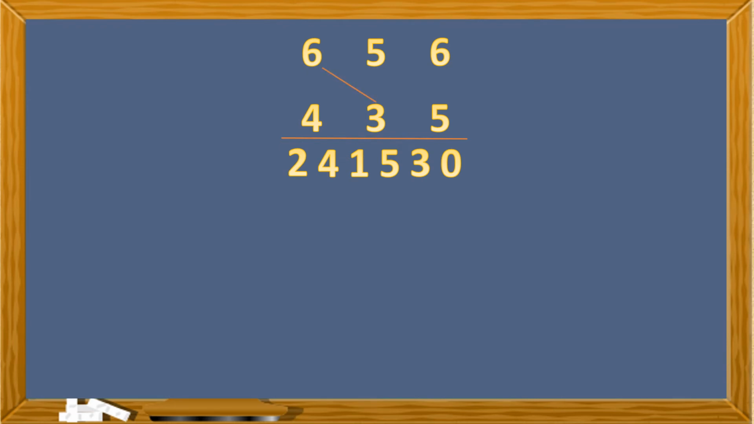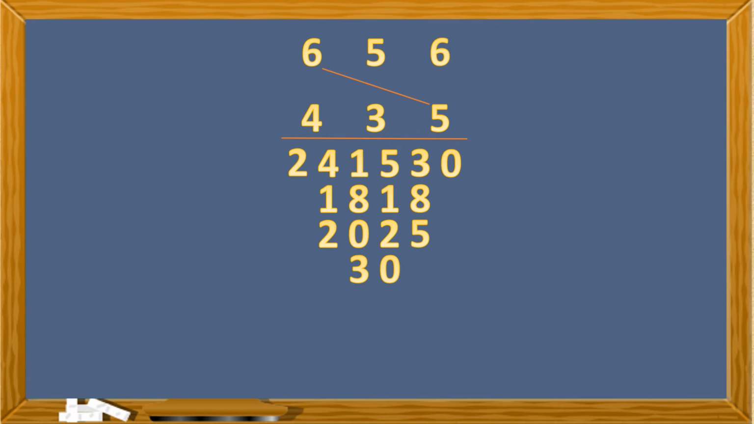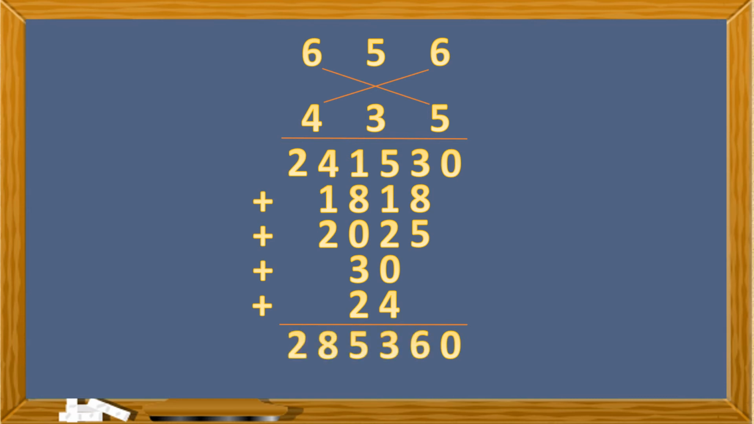So 6 times 3 is now 18 and 3 times 6 is now again 18. Then comes the inverted V step, that is 4 times 5 is 20 and 5 times 5 is 25. Which brings me to the cross multiplication step. 6 times 5 is 30 and 6 times 4 is 24. Now what we shall do is we shall continue to add like before. So 0, 6, 3, 5, 8 and 2. So the product of 656 and 435 is 2,85,360.